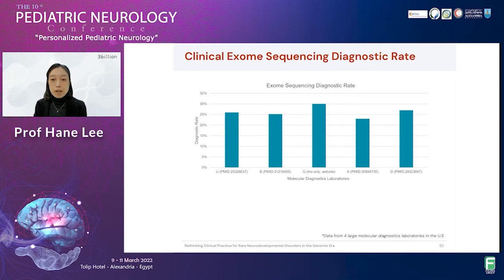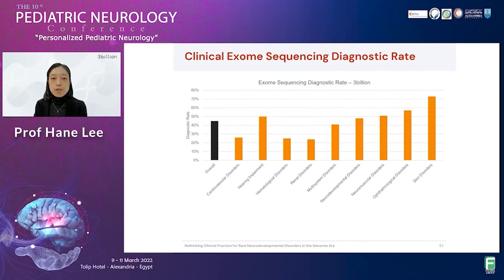The diagnostic rate does vary by disease domain though. Neurodevelopmental disorders tend to have a higher diagnostic rate, as you will see in the following slide. This is 3billion's exome diagnostic rate. Our overall diagnostic rate is around 45%, slightly higher. Why is ours higher than that from other larger laboratories? One possibility is that many of our collaborators are ordering our exome as the first tier genetic test, which I think is the right approach. The diagnostic rate varies by disorders, but neurodevelopmental disorders tend to have a pretty high diagnostic rate, near 50%.